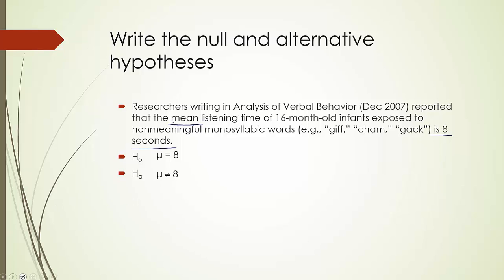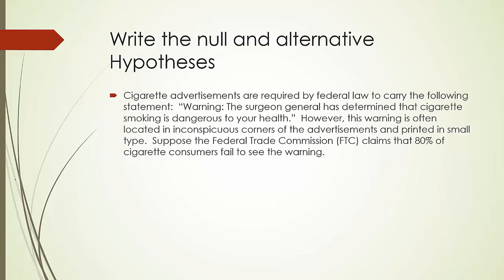Let's take a look at a second example. Again, we're asked to write the null and alternative hypothesis. Cigarette advertisements are required by federal law to carry the following statement. Warning, the Surgeon General has determined that cigarette smoking is dangerous to your health. However, this warning is often located in inconspicuous corners of the advertisements and printed in small type. Suppose that the Federal Trade Commission claims that 80% of cigarette consumers fail to see the warning.